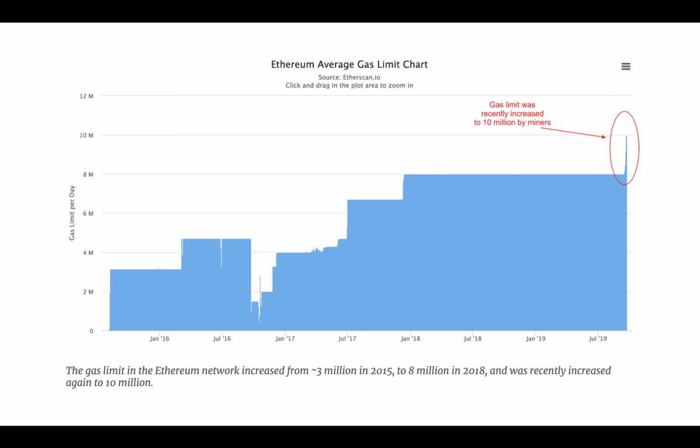as the Ethereum network increased in popularity, the history of the gas limit per block, which is analogous to block size, has been increasing steadily as miners felt comfortable with block size, propagation times, and their fee levels. Recently, they made their last increase to 10 million gas per block.